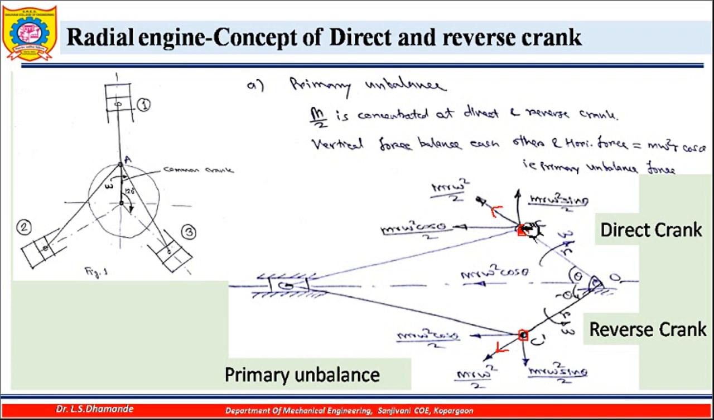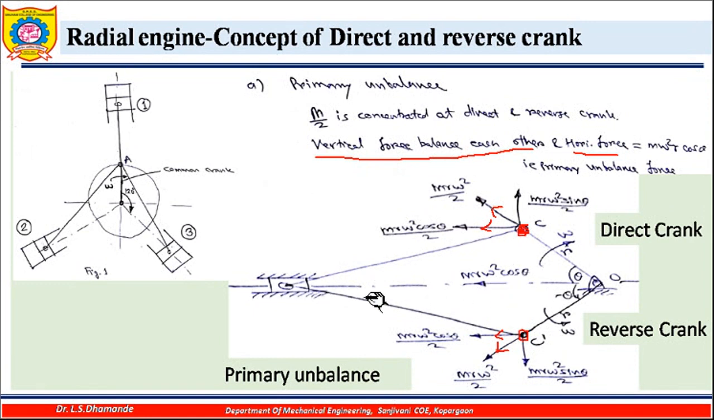You will find that there are vertical components. This is the vertical component of this force and this is the vertical component of this force. This is downward and this is upward, therefore they balance each other. That is what is specified here. The vertical forces balance each other, and the horizontal force is m r omega square cos theta by 2 on the left side, and here also m r omega square cos theta by 2 on the left side. When I add these two, the total is equal to m r omega square cos theta, which is acting in the downward direction.